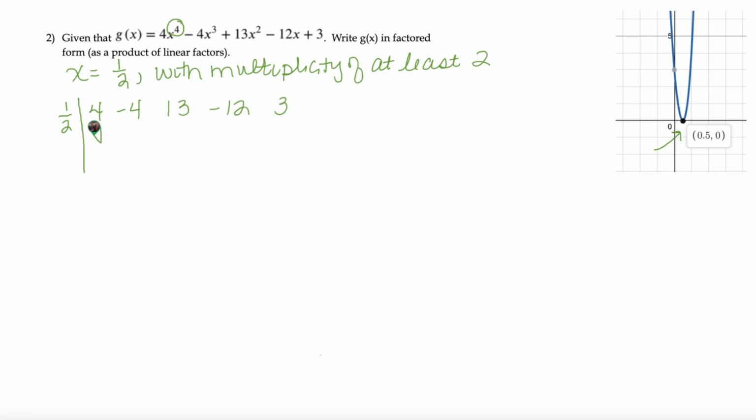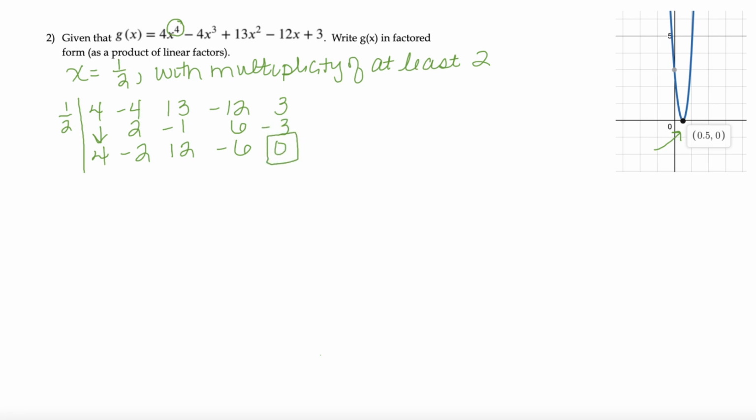Always bring down 4. Half of 4 is 2. -4 plus 2 is -2. Half of -2 is -1. 13 minus 1 is 12. Half of 12 is 6. -12 plus 6 is -6. And then half of -6 is -3. Should not surprise us that we end up with the remainder of 0 because we know it is a 0.